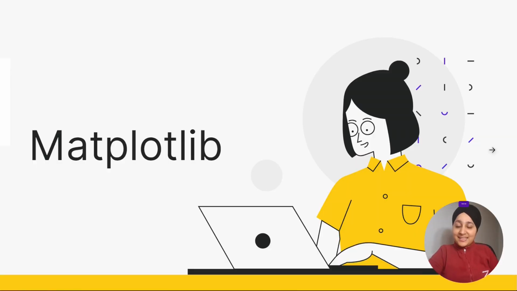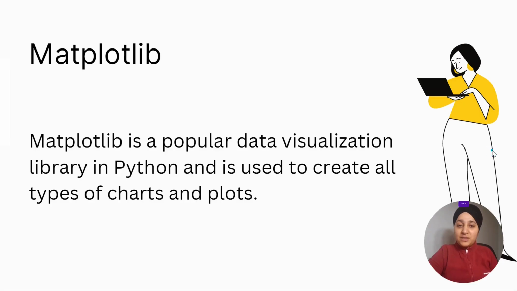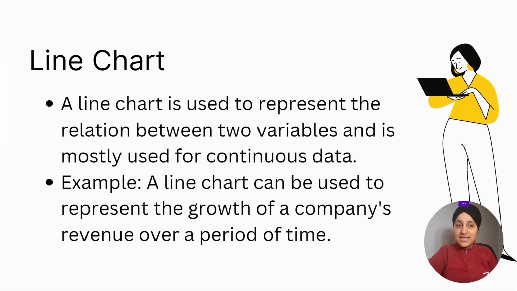I'm just going to share my screen. In this tutorial, we are going to learn about Matplotlib. Matplotlib is a popular data visualization library in Python and is used to create all types of charts and plots. First one is line chart. A line chart is used to represent the relationship between two variables and is mostly used for continuous data. Example, a line chart can be used to represent the growth of company's revenue over a period of time.